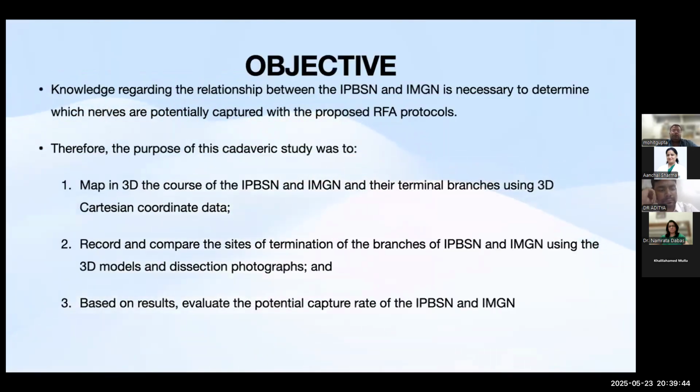The objective of the study was to understand the relationship between the infrapatellar and inferomedial genicular nerve. It's necessary to determine which nerves are potentially captured with the proposed RFA protocols. Therefore, the purpose of this cadaveric study was to map the course of the infrapatellar and inferomedial genicular nerve and their branches, and to record and compare the sites of termination of the branches of both these nerves. And based on the results, evaluate the potential capture rate of the infrapatellar branch of the saphenous nerve and inferomedial genicular nerve.